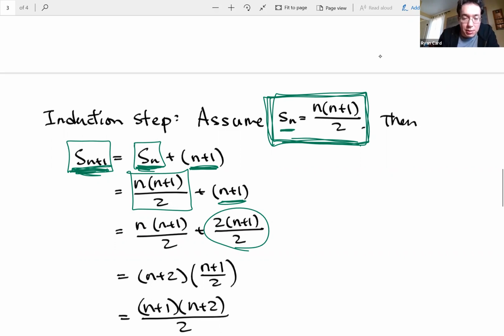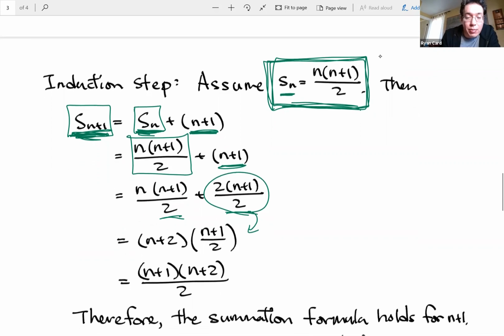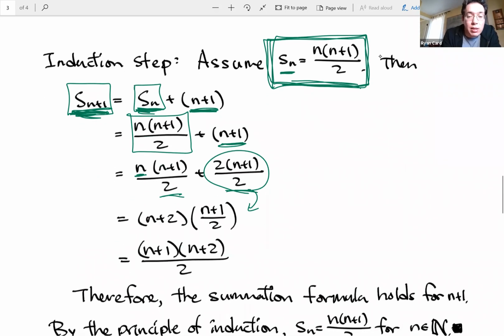And now we can add these two things. Notice that both of the terms, the first term and the second term, have n plus 1 divided by 2 as a factor. So let's factor that out. By distributive property, we could factor that out, and we have n times that and 2 times that. So that simplifies to n plus 2 times n plus 1 over 2. And then from here, you just have to shuffle things around. So you switch the place of n plus 1 and n plus 2, and we get this expression.